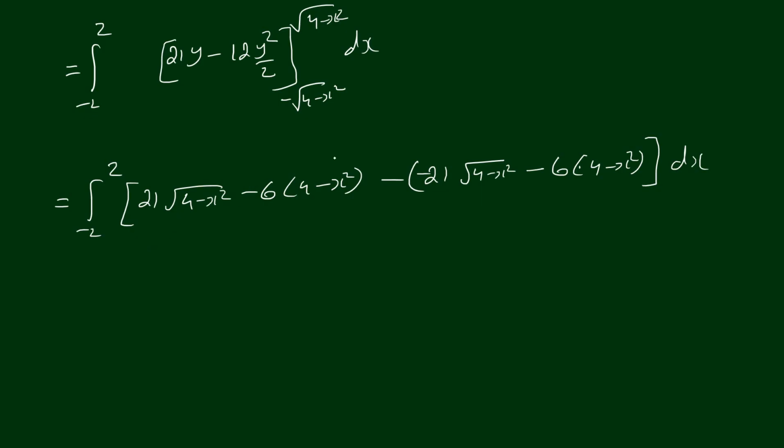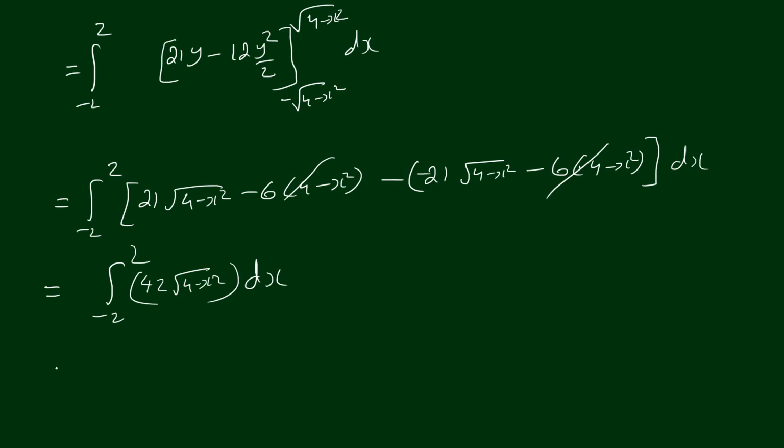Okay. Now this cancels. Minus 64 minus x square, and this one, because minus into minus will become plus, I will get minus 21 and 21 under root 4 minus x square. Here, this minus into minus is plus 21. 21 plus 21 is 42 under root 4 minus x square into dx.